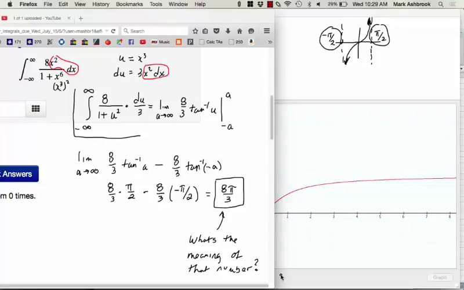Could you write a sentence? Think about this as the exam form. So could you write a sentence that interprets the meaning of that number? 8 pi over 3 is what? Everyone give it a shot. 8 pi over 3 is what? Everyone write a sentence. Practice. For the exam form.